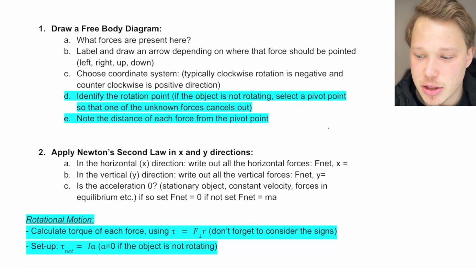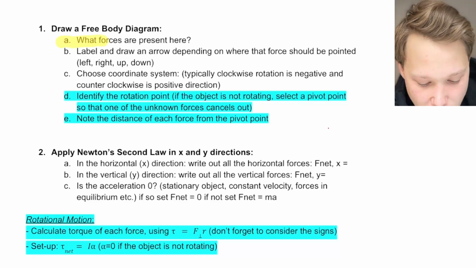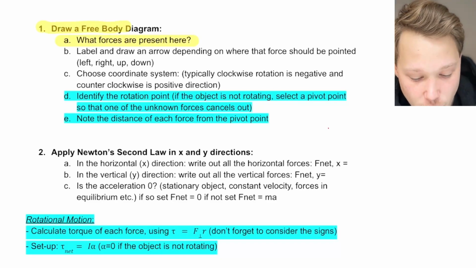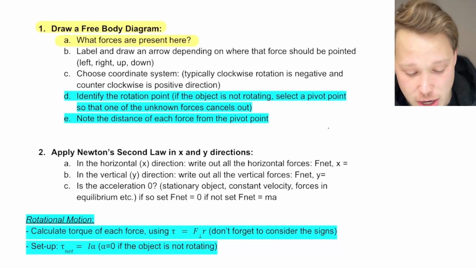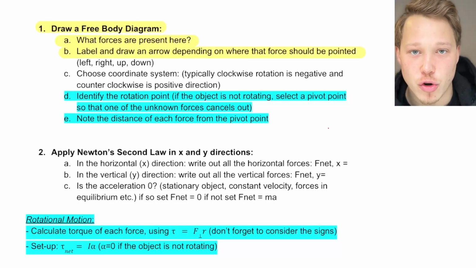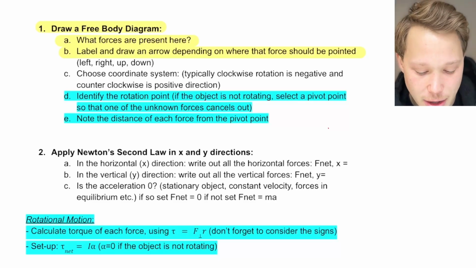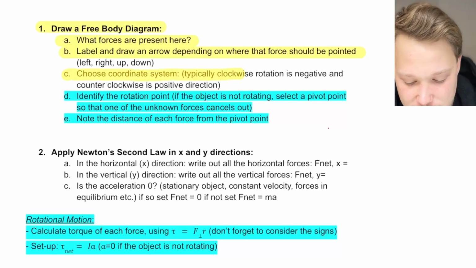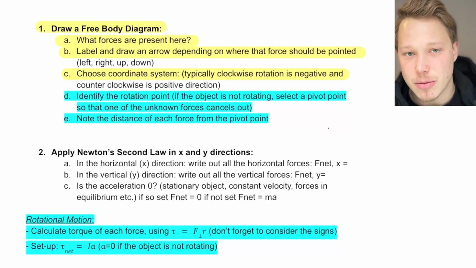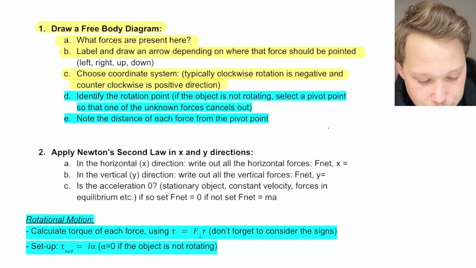As always, the first step will always be the same. We're going to draw a free body diagram, right? Figuring out what forces are present in the problem and labeling the arrows to represent those forces. So maybe an arrow left, right, up, down, or at some angle. We'll have to choose a coordinate system. Typically clockwise rotation means negative and counterclockwise has positive direction.